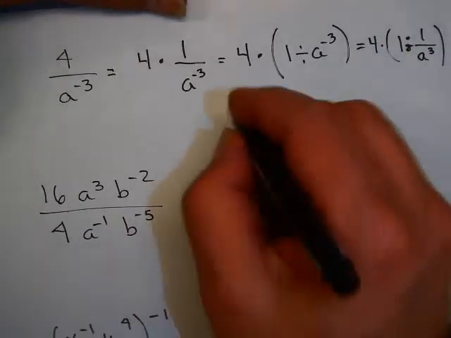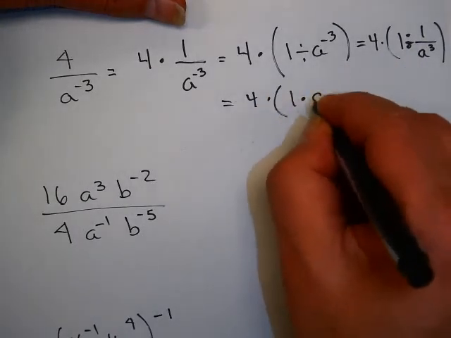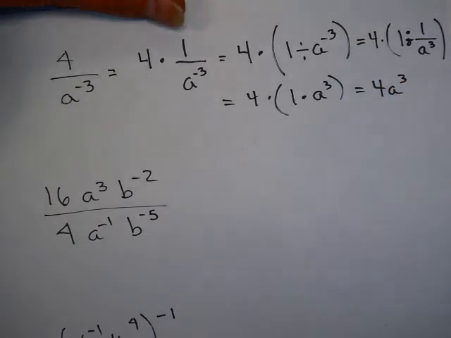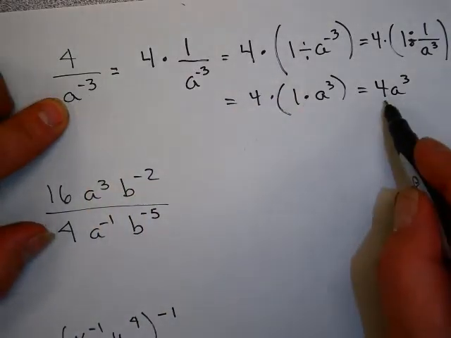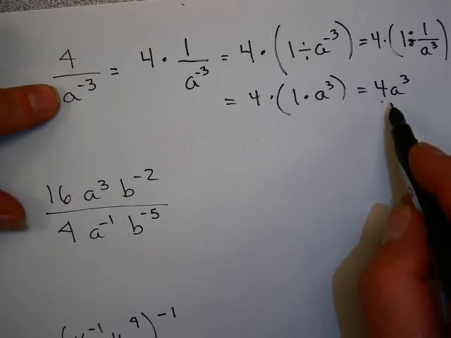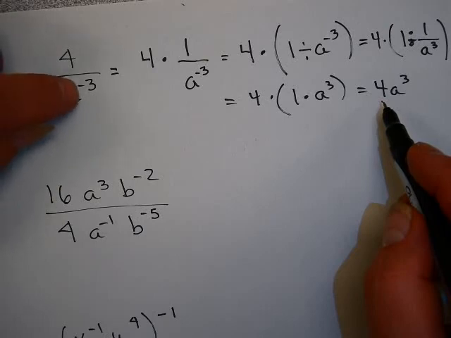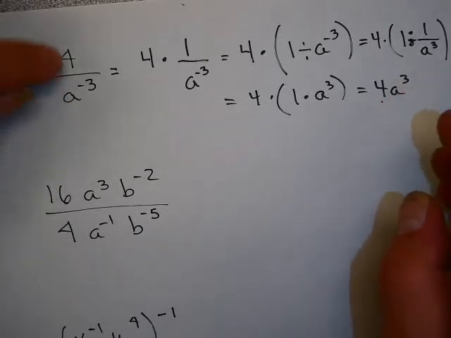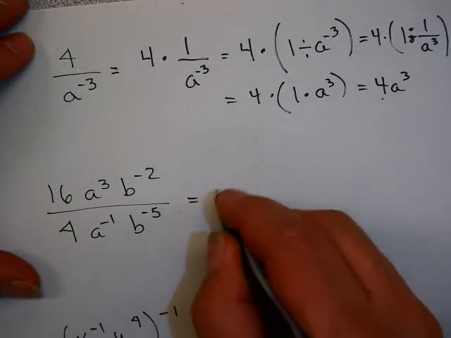Now, when you divide fractions, remember, you multiply by the reciprocal, and I get this. Now you notice that a to the minus 3 kind of came up in the numerator and became positive. And that's a shortcut you can take. If you have a problem where you have a negative exponent in the denominator, you can move the term with the negative exponent into the numerator and make the exponent positive. Let's take a look at this.